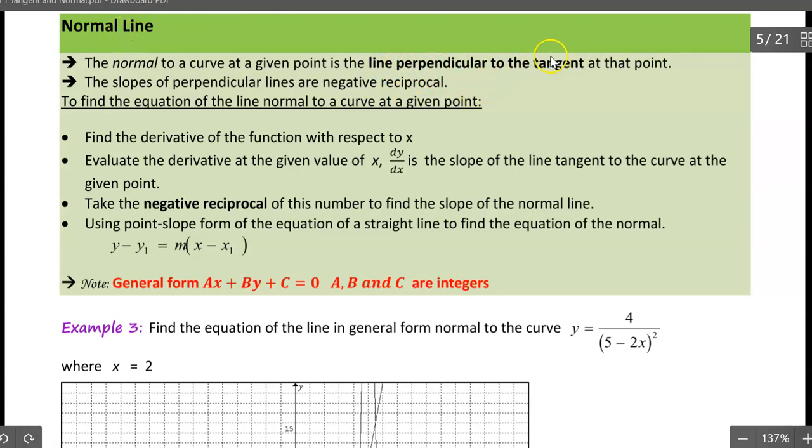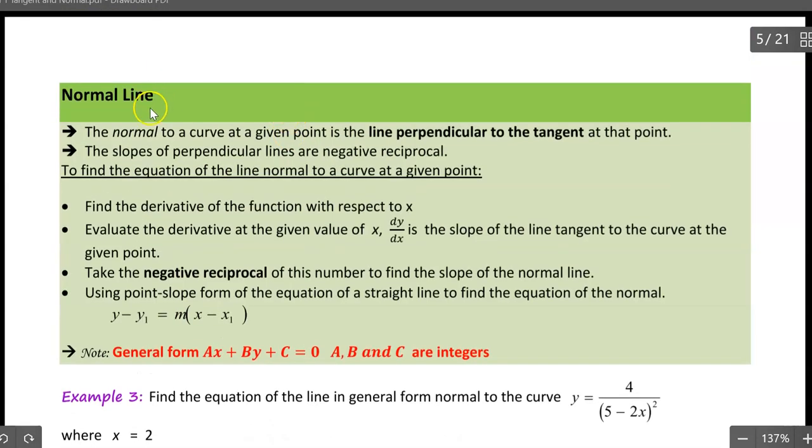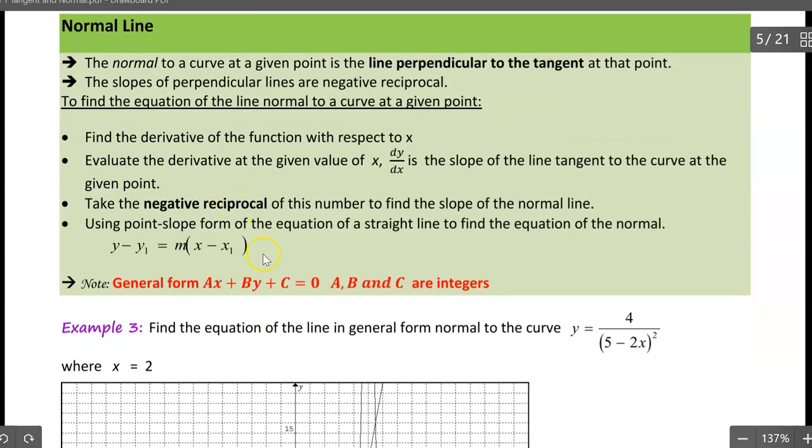So we cannot skip the step of finding the tangent. Without the tangent, we won't have the normal. Just keep that in mind. And I mentioned to everyone here, if two lines are perpendicular to each other, their slopes are negative reciprocals of one another. And then we still find the equation of the straight line of this normal line by applying this point slope form. Make sure that the slope you are using here is the slope for the normal line.